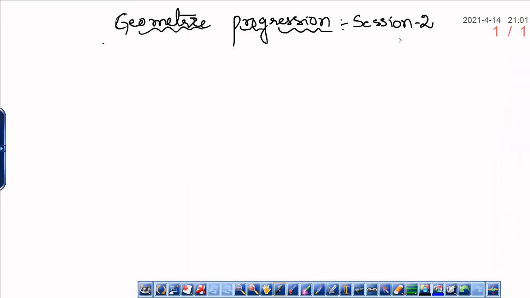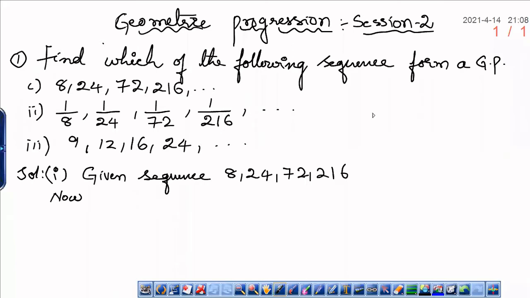Let us continue the topic from session 1 on geometric progression, class 10th, CBSE, ICSE and state board syllabus. So here is the problem: find which of the following sequences form a GP. Three problems are there. The first one is 8, 24, 72, 216. We need to show that the given sequence forms a GP.